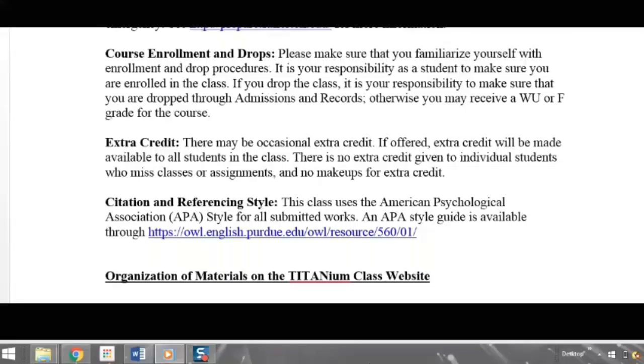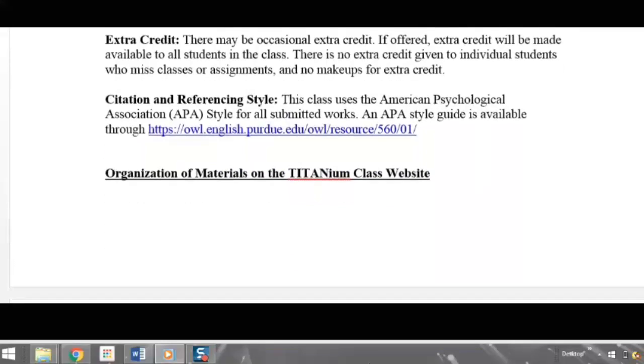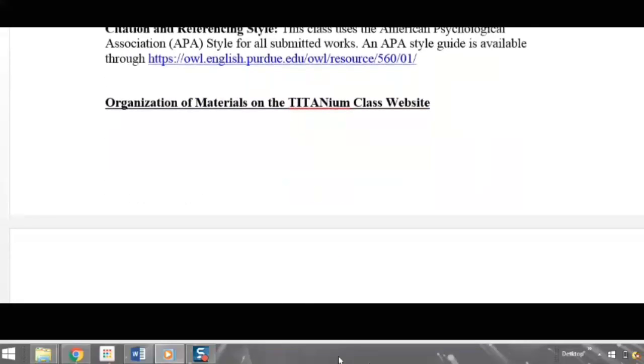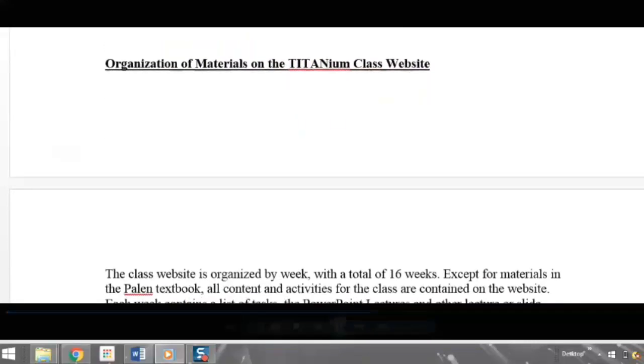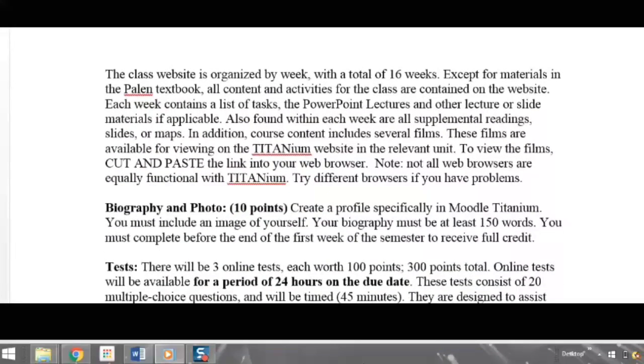Citation and referencing style: this class uses the American Psychological Association APA style for all submitted works, and the APA style guide is also available through the link that's provided on the syllabus. As for organization of materials on the Titanium class website, you'll see that the class website is organized by week with a total of 16 weeks, except for materials in the Palin textbook. All content and activities for the class are contained on the website.